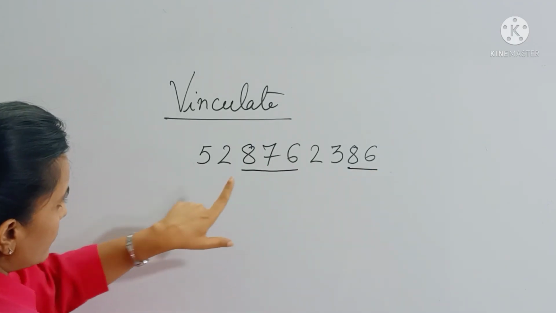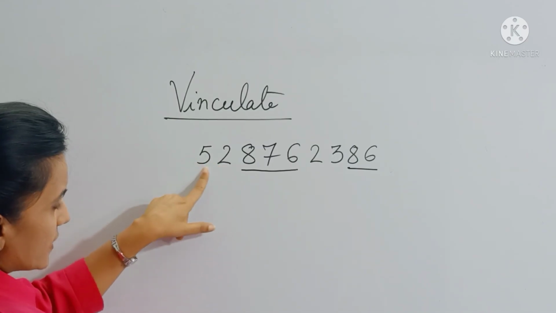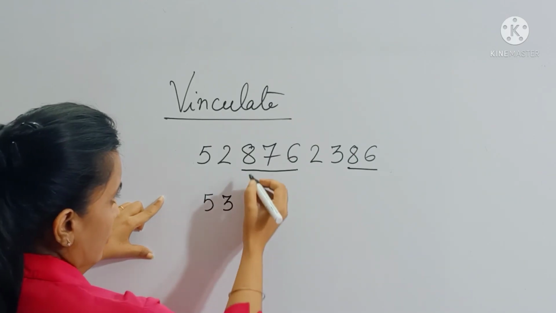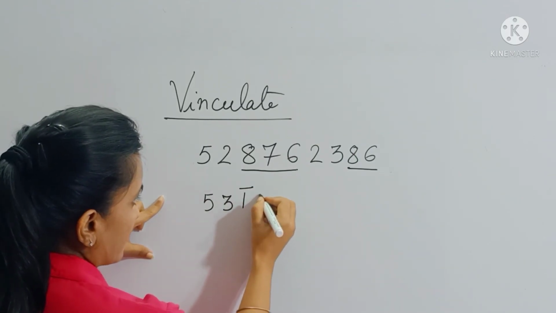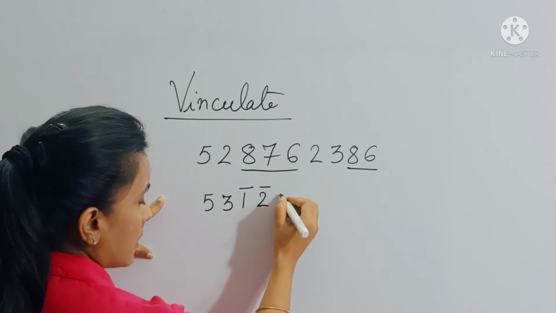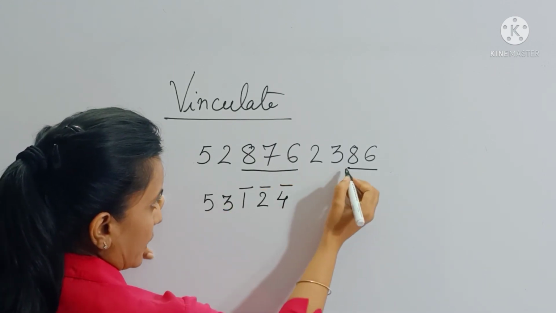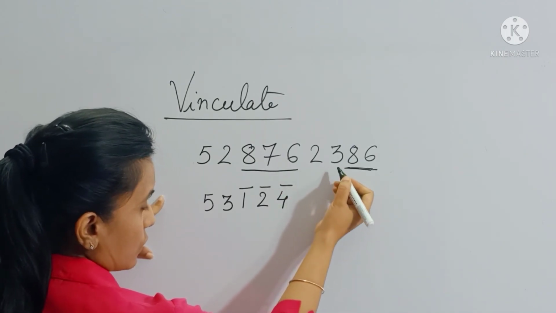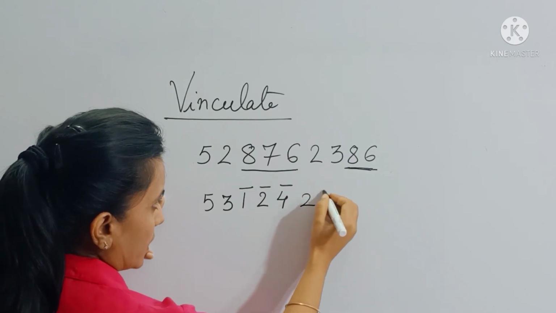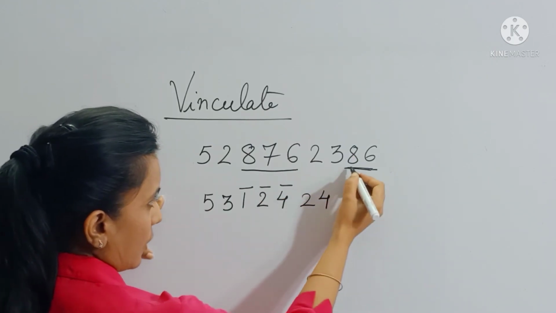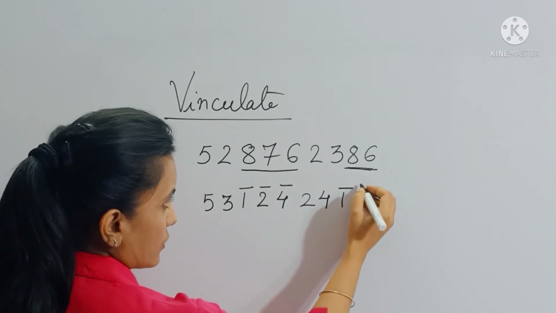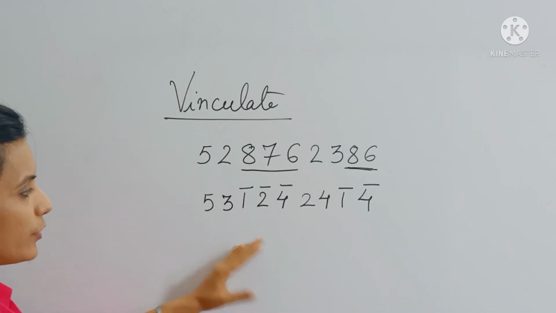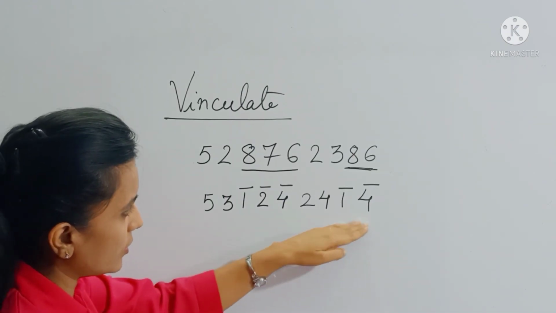Okay. Now before 8 you have 52. So let's increase this by 1. So you get 53, right? Now 8 plus 1 gives you 9, 7 plus 2 gives you 9, 6 plus 4 gives you 10. Now again you have to vinculate these two, right? So before 8 you have 23. So increase this by 1. So you get 24, right? Now 8 plus 1 gives you 9 and 6 plus 4 gives you 10. So this is your vinculated number, where you can see that we have all smaller digits.